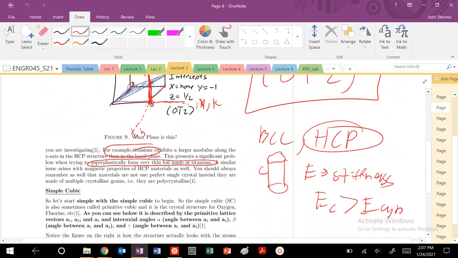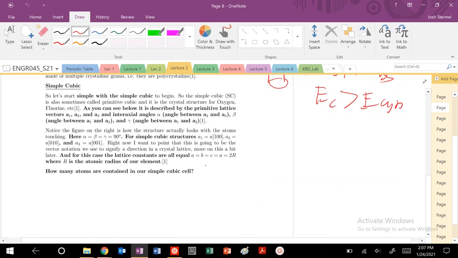Yeah, now you're experts on basically planes, directions, families of planes, families of directions. You know when to use this notation, and this notation, et cetera. So you're all experts on that at this point.